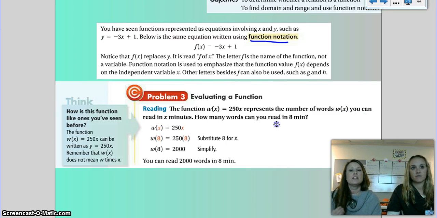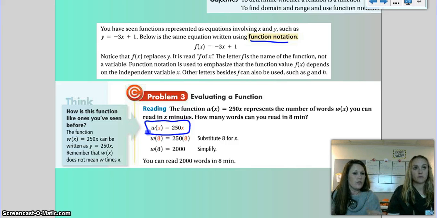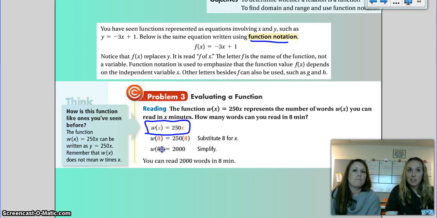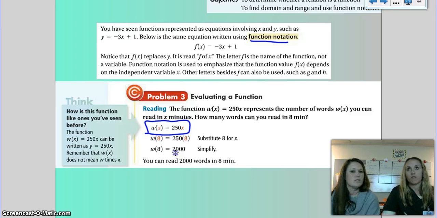How many words can you read in 8 minutes? So what they do is they take the x out of both places, and this would be called w of 8 is equal to 2,000. They've solved it, so w of 8 is equal to 2,000. It's saying, with 8 minutes, your answer is 2,000. Then we could easily identify, well, what if we had 10 minutes? Then w of 10 equals whatever it is. So it's easy to compare your values.